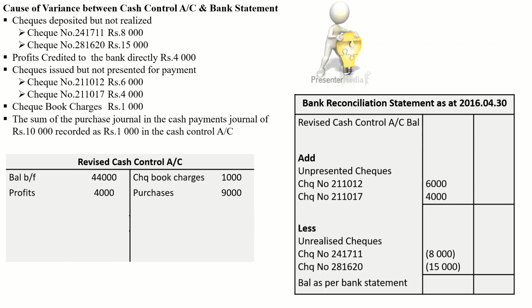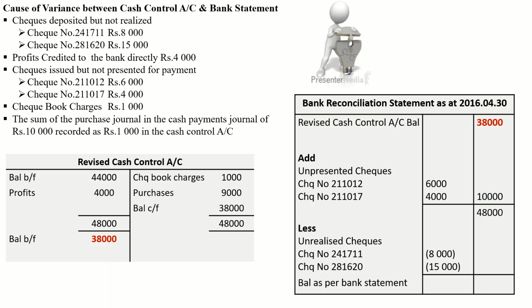Now you need to balance the cash control account, which is 48,000. So the balance carried forward is 38,000 and brought forward is 38,000. Now you need to put this amount in the reconciliation statement. So 38,000. Now you need to add the total unpresented checks, which is 10,000, so 48,000, and finally deduct the total of unrealized checks, which is 23,000, so 25,000. To check whether you are right, have a look at the balance in the bank statement. Both will be the same.